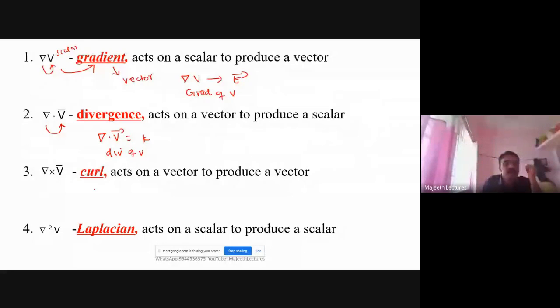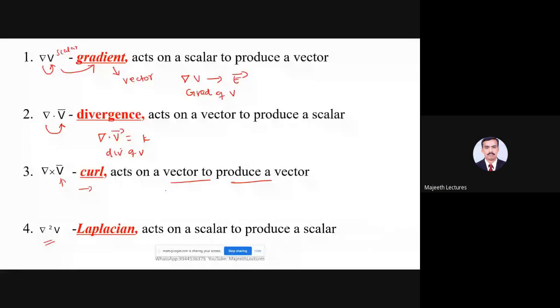Then here you see del operates on a vector and results in another vector. Del acts on a vector and produces another vector. That operation is called curl. Then del squared, the second order del, acts on a scalar, and that operation is known as Laplacian. Surely this type of question you can expect in the MCQ, such as which of the following is not correct. Like that, questions you can expect. It acts on a scalar or vector. So this is the way del acts on a scalar or vector.